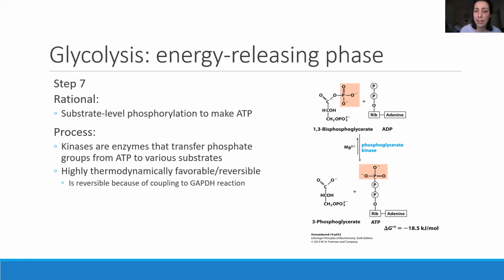This step is highly favorable and also reversible. So note that in the step in which we are producing ATP, we're actually making an energy molecule. Building an energy molecule is going to be reversible. Breakdown of energy molecules are going to be irreversible. And this is reversible due to its coupling with that GAPDH reaction.